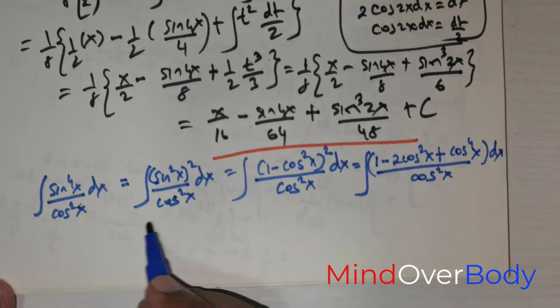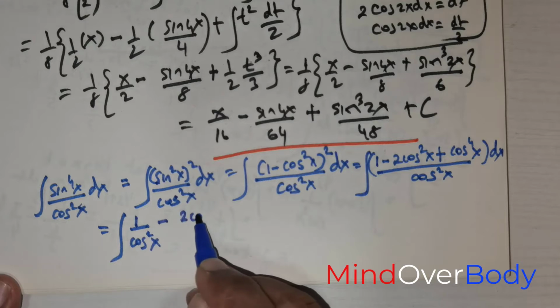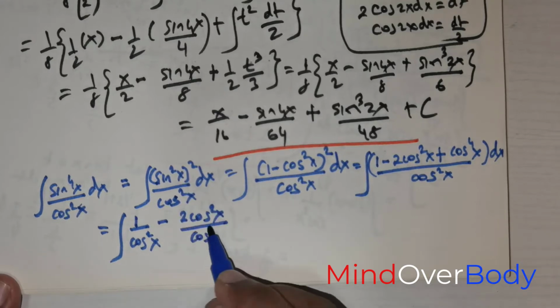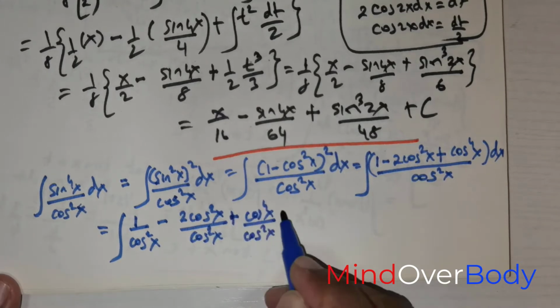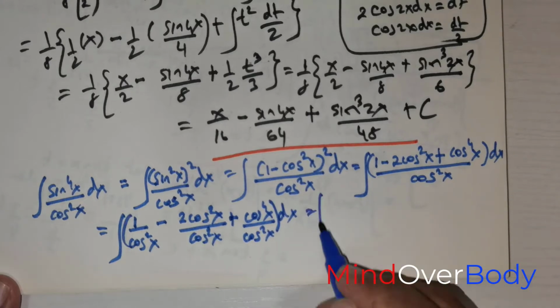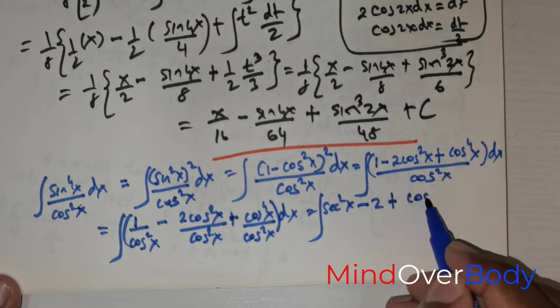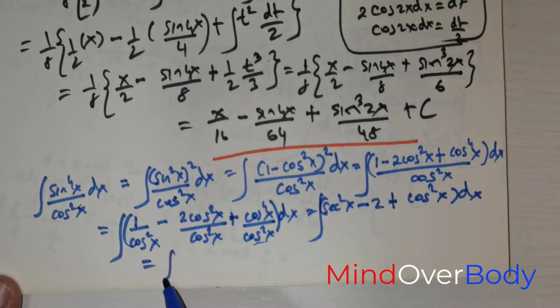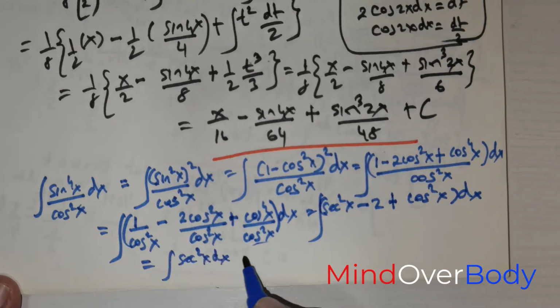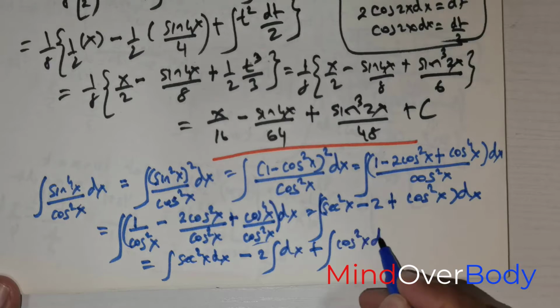Now I'm going to split this by algebraic property. So this is going to give me 1 over cos squared x negative 2 times cos squared x over cos squared x positive cos raised to the power of 4 x divided by cos squared x times dx. So this is equal to 1 over cos squared x is secant squared x. This is going to be negative 2. This is going to give me cos squared x times dx. I can rewrite this as integral secant squared x dx negative 2 times integral dx positive integral cos squared x dx. So this is what I've got.